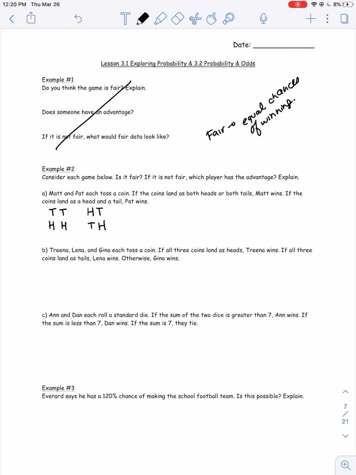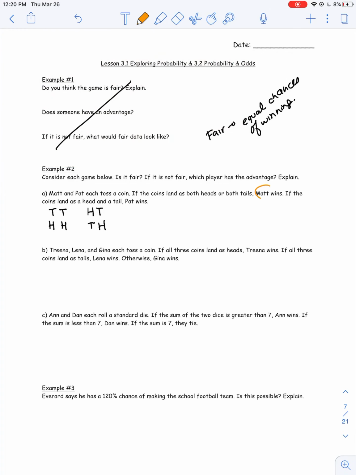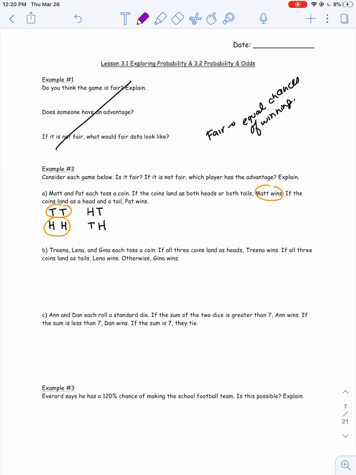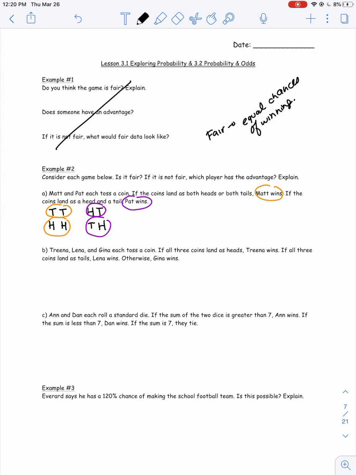Now, if the coins land as both heads or both tails, then Matt wins. So I'm going to circle where Matt wins. Matt wins where they're both tails and where they're both heads. Now I'm going to circle where Pat wins. Pat wins when the coins land as a head and a tail. So these are the 2 options.